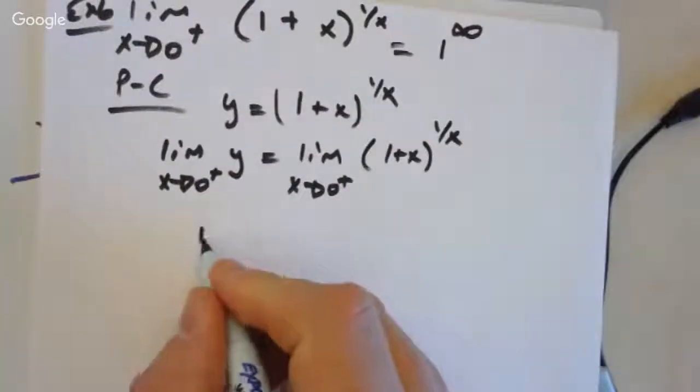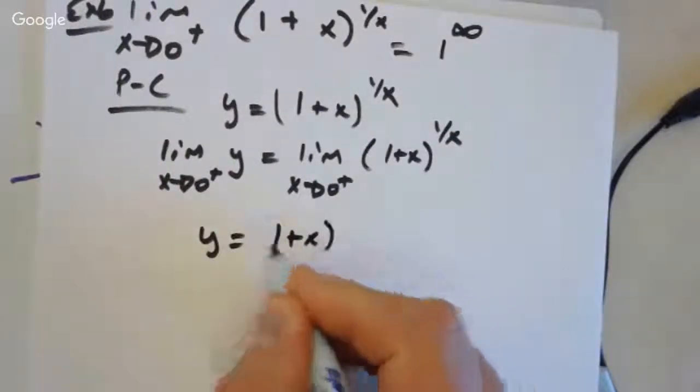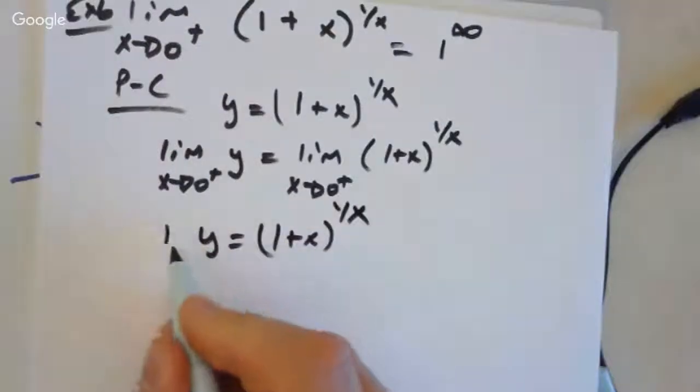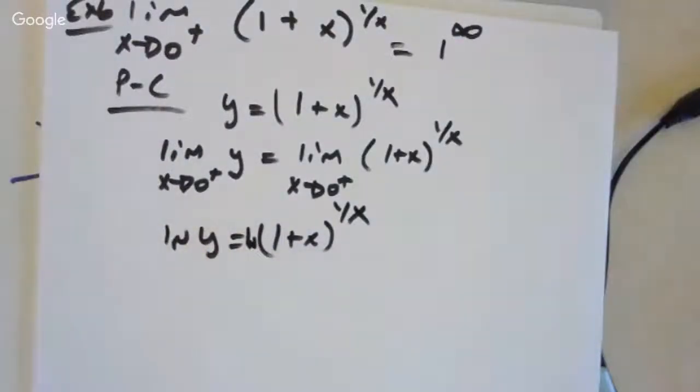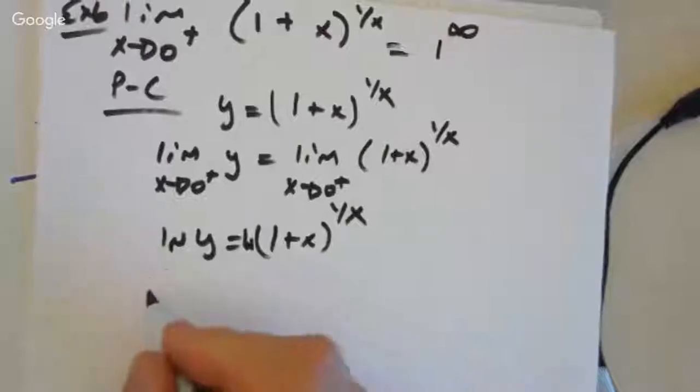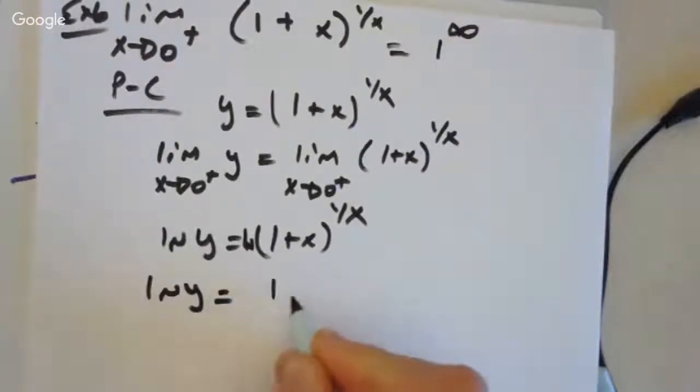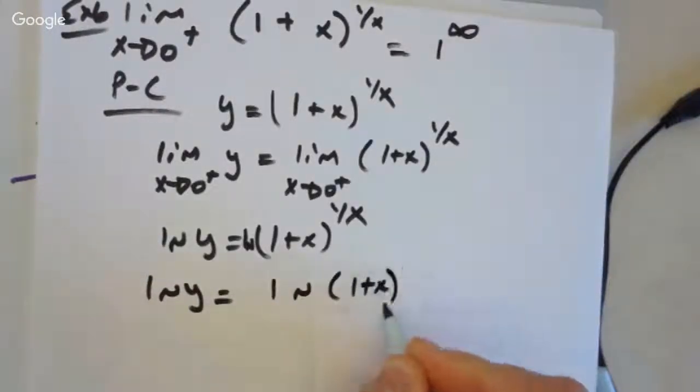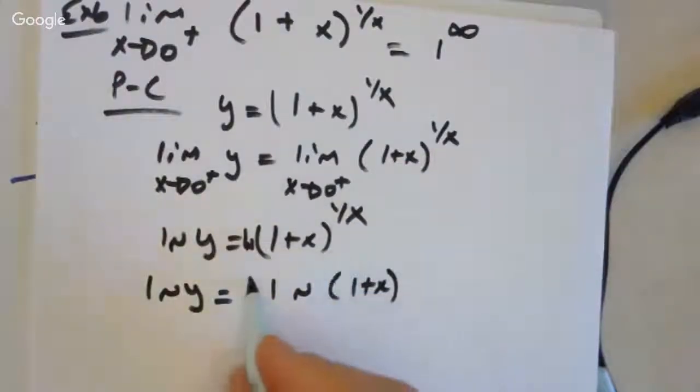So let's go back to our pre-calc. y is equal to (1 plus x) to the 1 over x. Somebody said I'm going to take the natural log of both sides. That's probably a pretty good idea. Natural log of both sides. So I have the natural log of y is equal to the natural log of (1 plus x) to the 1 over x. What am I going to do with the 1 over x? Bring it down in front.